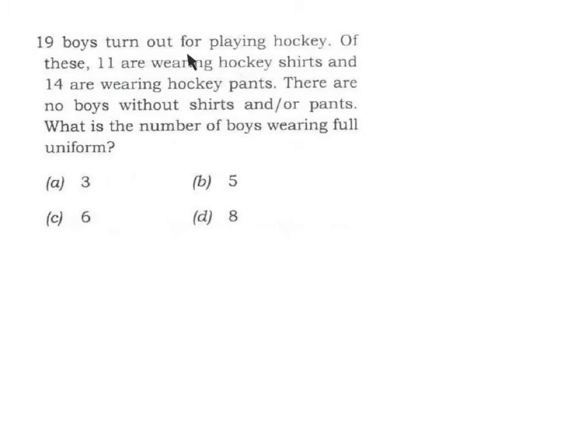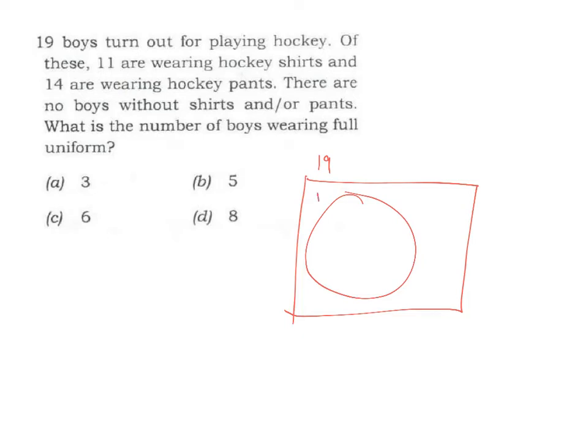19 boys turn out for playing hockey. Of these, 11 are wearing hockey shirts and 14 are wearing hockey pants. There are no boys without shirt and pant. What is the number of boys wearing full uniform? So he is saying the total number of members is 19. 11 are wearing shirts, 14 are wearing pants. If you add 11 plus 14, it's 25, but overall members are 19, which means the difference are wearing both. The number of members wearing full uniform is 6 members. So the answer is 6 here.